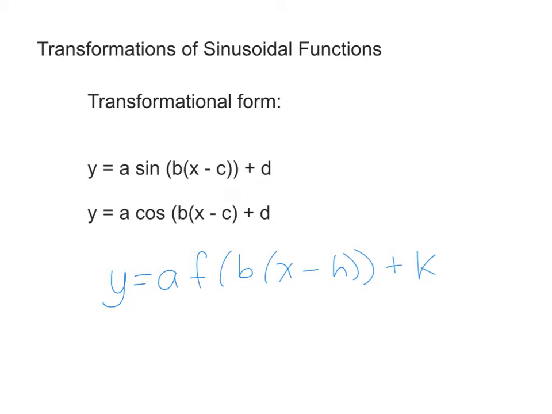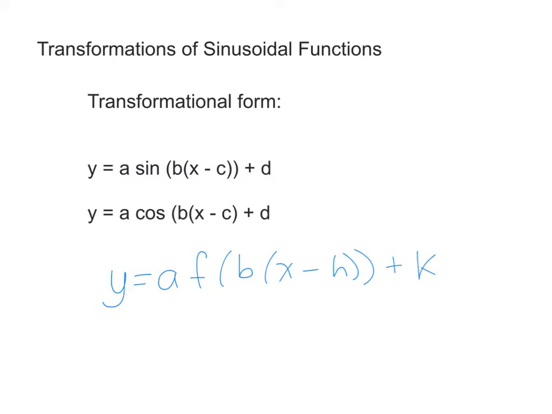When we're looking at sine and cosine functions and transforming them, it's basically like transforming any other function. This at the bottom is the transformational form for any function that we did in the first unit of transformations: y equals a f of b(x minus h) plus k. And so if you can remember that and how this works, then the sine and cosine are going to be really easy. What does the a represent here in transformational form?